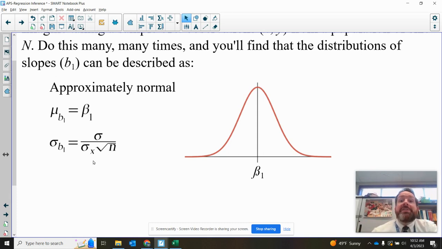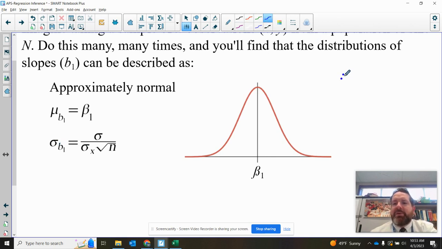Now, the 2 sigmas here are different. On the bottom is the sigma x. That's just how spread out our x's are. So in the case of the height and weight example, it would be saying, do we have heights that go from short to tall? Are they very spread out? Big sigma x. Are all the heights we got kind of close together? Little sigma x. And the larger that is, the lower the variability in the slopes, which I hope makes a little bit of sense.